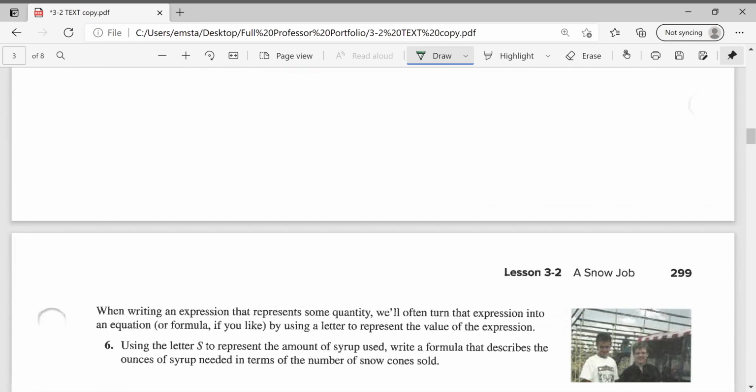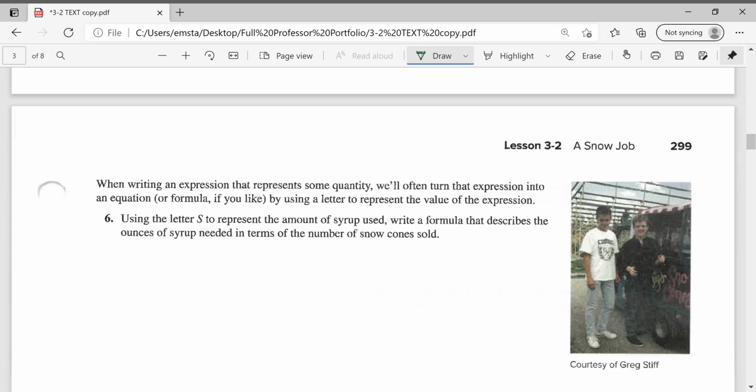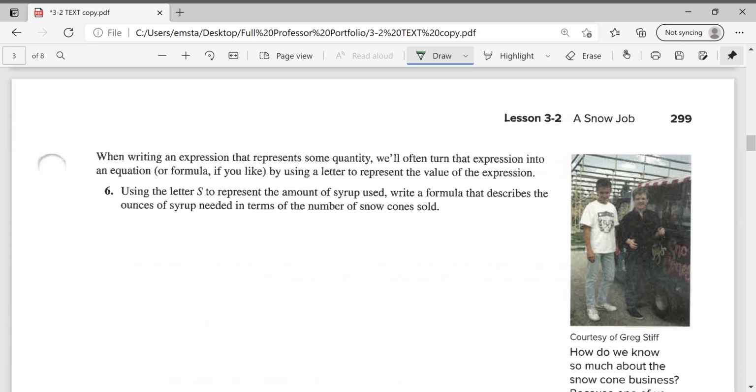At the top of page 299, we get to number 6. It says, all right, let's write the same thing as a formula. Using the letter S to represent the amount of syrup used, write a formula that describes the ounces of syrup needed in terms of the number of snow cones. We know that the ounces of syrup needed is 2 times the number of snow cones.